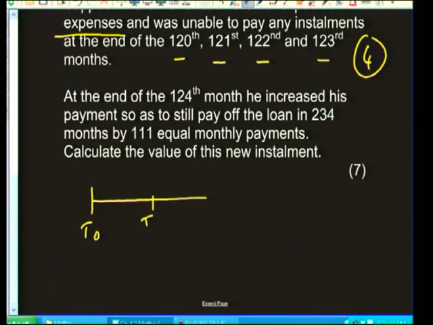Here he was paying and paying and paying and paying. On the 118th month he was fine. He paid his 10,000 rand, 10K. On the 119th month, he paid his 10K, no problem. On the 120th month, problem, nothing happened. So for those 4 months, nothing happened.